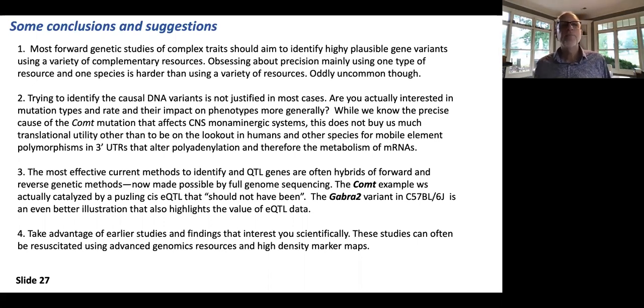I would say by far the most effective way to identify genes and identify variants, nucleotide variants, is now to use these hybrid methods where you do a little bit in the forward direction and as much as you can in the reverse direction, using as much omics data as you can get your hands on. And I just want to close by saying, take advantage of earlier studies. There's a ton of great data that is just sitting there waiting for a grad student, postdoc, or even a senior faculty member to clone it, quote unquote.